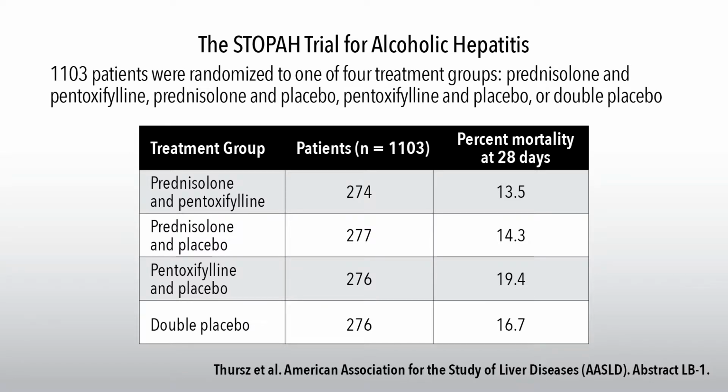Now let's talk about another critical recent study called the STOPAH trial for alcoholic hepatitis. This looked at prednisolone with pentoxifylline, prednisolone with placebo, pentoxifylline with placebo, or double placebo, and percent mortality rates were similar across these groups. Very large study. This put a little bit of a stop on using prednisolone, but we have to look at this study critically in terms of subset analyses and what occurred in special patient populations.